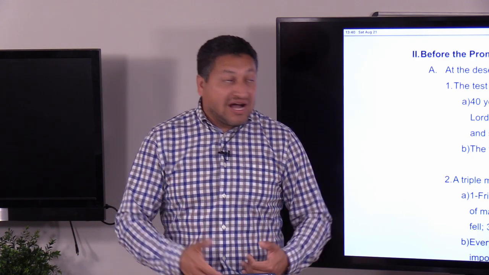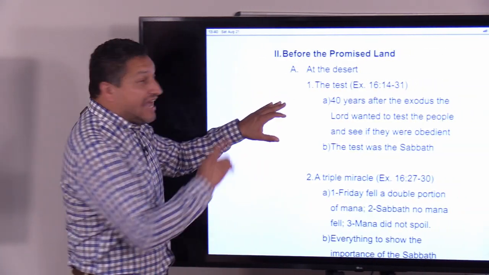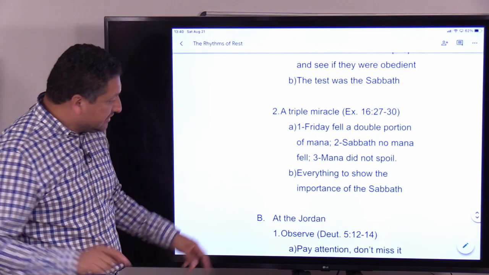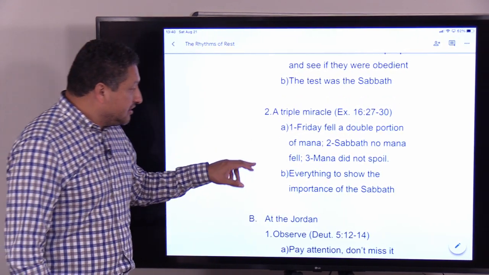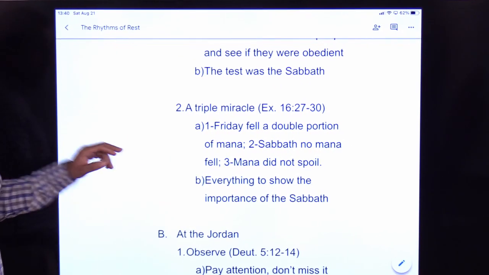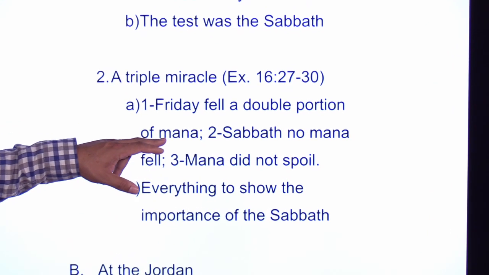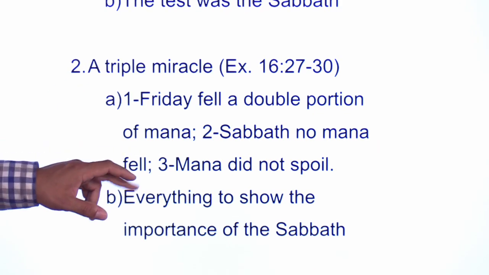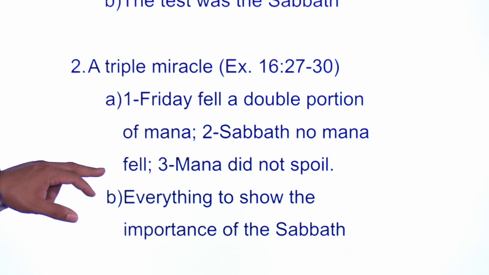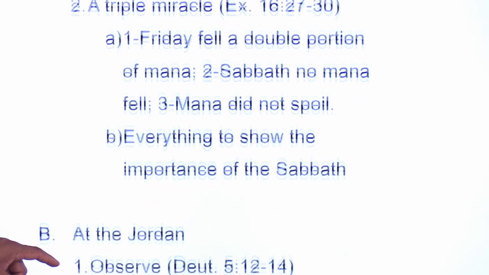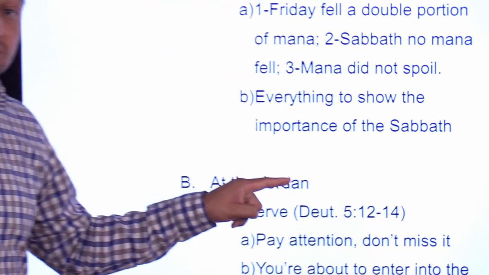So the test was on the Sabbath, because the Lord was guiding them to the promised land. So in the brink of the promised land, this miracle happened. There was a triple miracle, because on the Friday a double portion of manna fell. That's the three ways in which this miracle happened. On the Sabbath, no manna fell, and the manna did not spoil like on the other days. So he showed them in a triple way that he was very interested in what their response to it was going to be. Everything was to show the importance of the Sabbath.